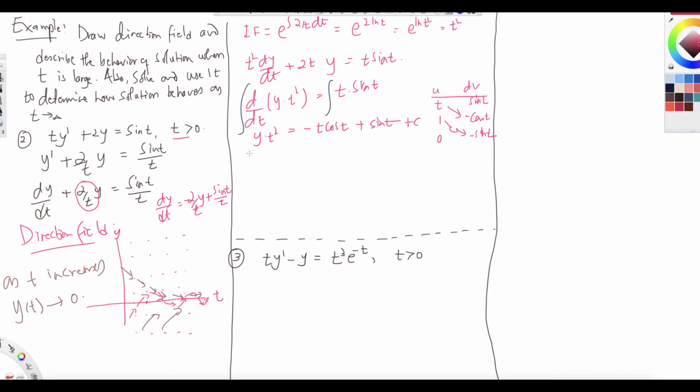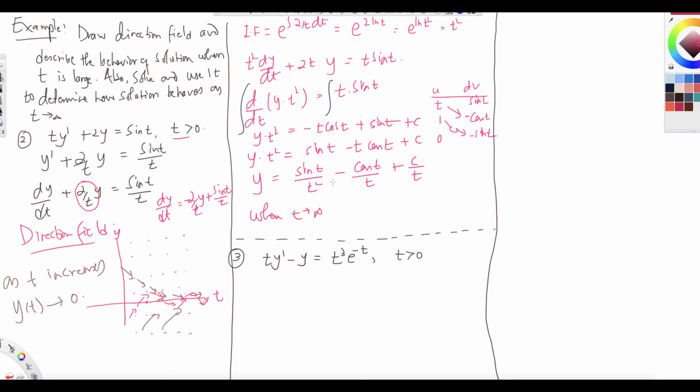So what you get is y times t squared equals, let's write the positive sign first, sine t, and then minus t cosine t plus c, right? Now divide both sides by t squared because you want to solve for y. So y equals sine t over t squared minus cosine t over t plus c over t squared.